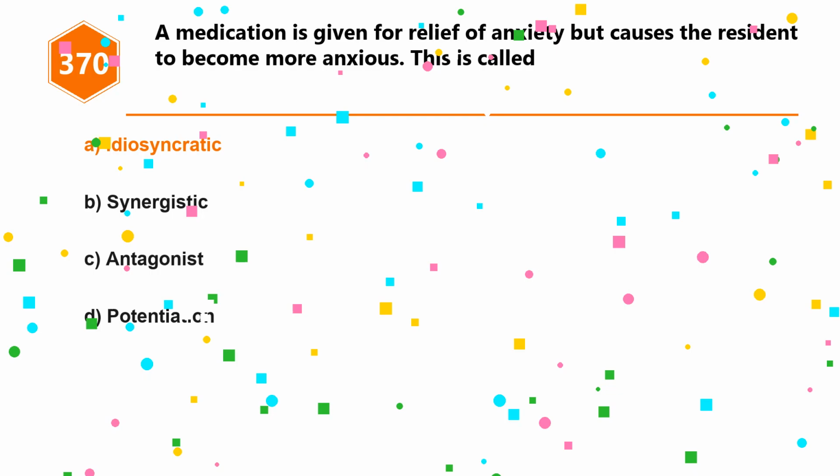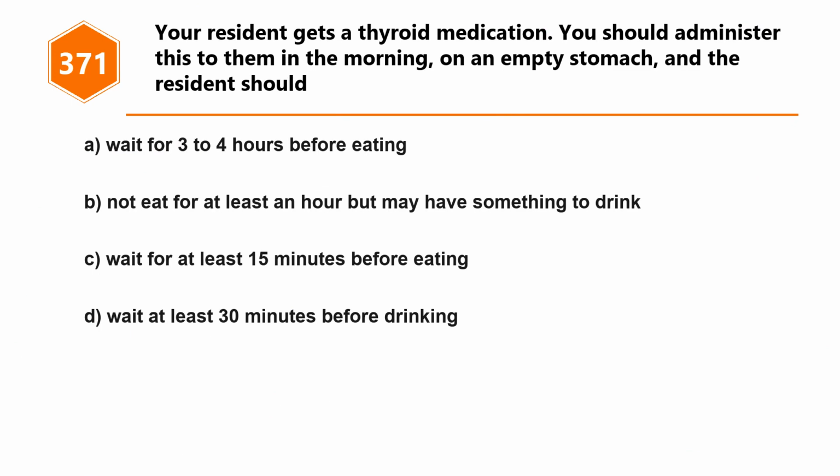The correct answer is option A, idiosyncratic. Question 371. Your resident gets a thyroid medication. You should administer this to them in the morning, on an empty stomach, and the resident should: Option A, wait for 3 to 4 hours before eating. Option B, not eat for at least an hour but may have something to drink. Option C, wait for at least 15 minutes before eating. Option D, wait at least 30 minutes before drinking.